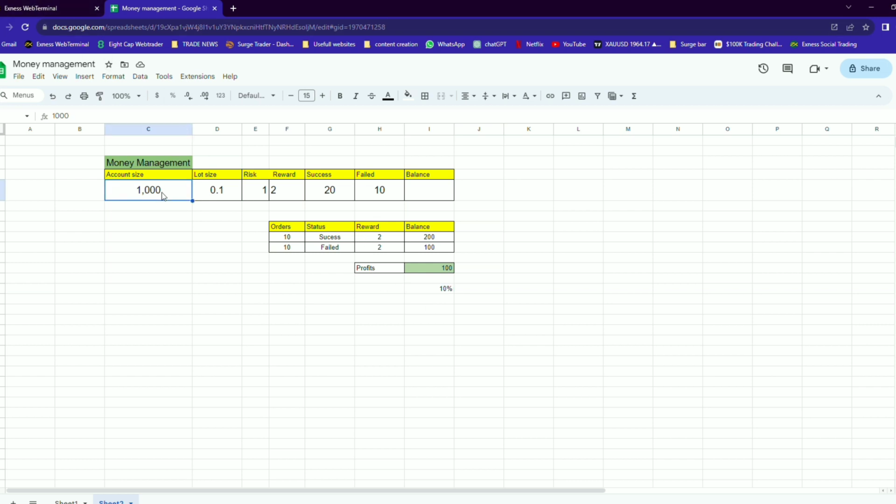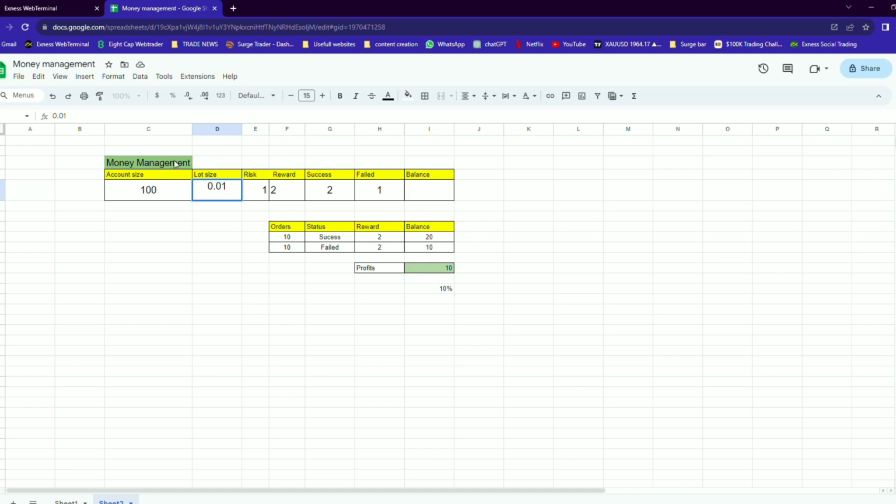Now you have to take into consideration even the smallest account. The smallest account of $100 with a 0.01 lot size will make $2 on a risk of 1 to 2, and will lose $1. And 10 orders will create a profit of 20 if they are all good, and 10 orders will create a loss of 10 if they are all bad, like failed orders. They have hit your stop loss.